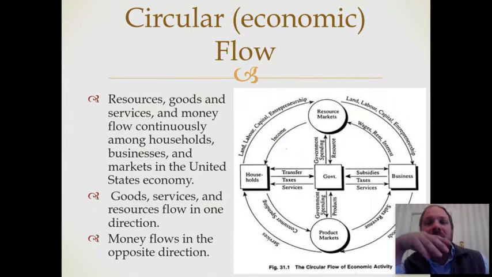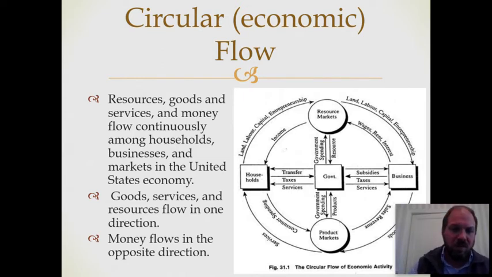So, economic or circular flow involves resources, goods, services, and money. These things all flow continuously between households and businesses and markets in the United States. So, goods and services and resources, they all flow one direction. Money flows in the opposite direction. If you look at this diagram to the right, you'll see that the resources, land, labor, capital, and the business owners are all going clockwise.